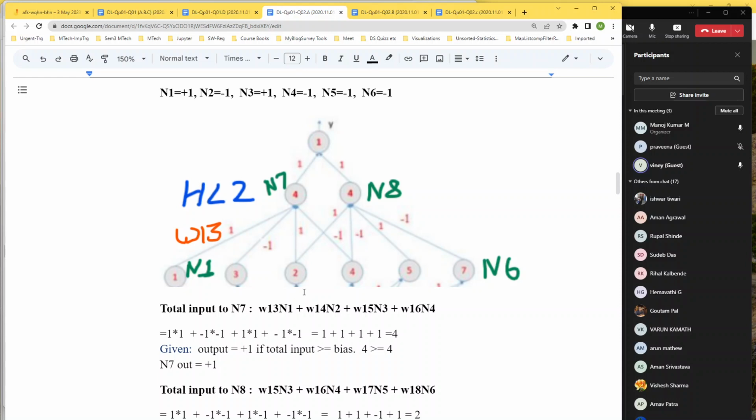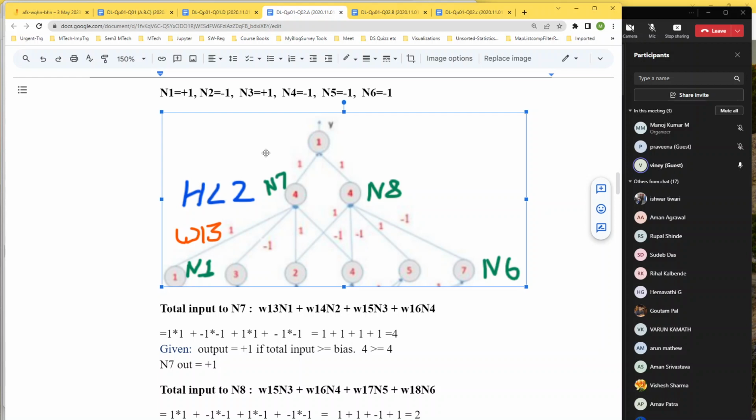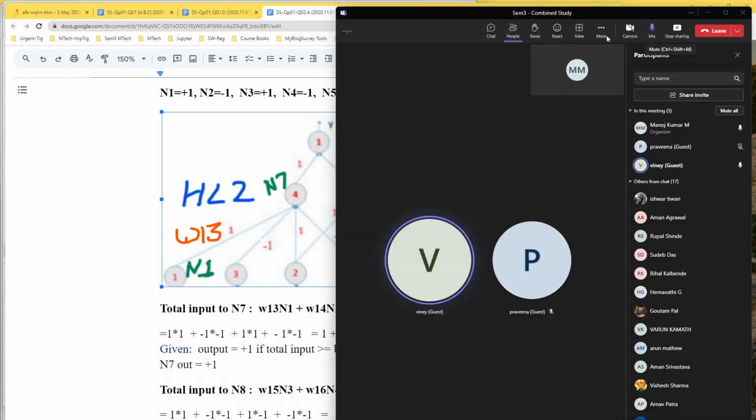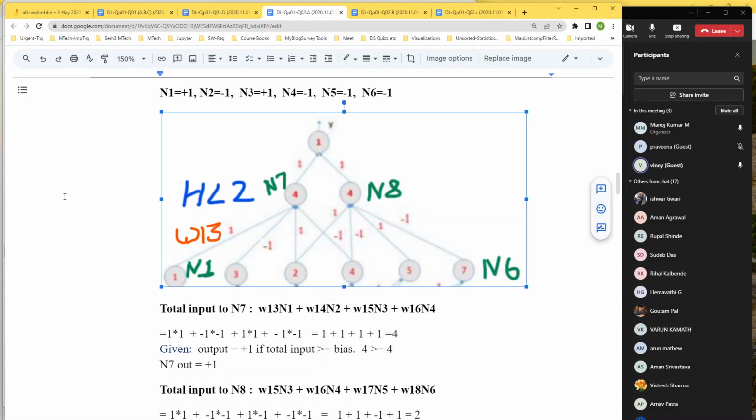So it is -1, and -1 into 1, that is also -1. First is -1, second one is -1. Now 1 minus 1, 1 into 2 and 4, which is -1. So it is 1.